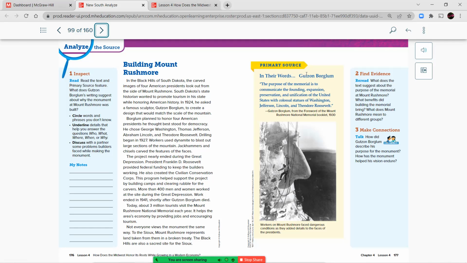In his words, Gutzon Borglum said the purpose of this memorial is to communicate the founding, expansion, preservation, and unification of the United States with colossal statues of Washington, Jefferson, Lincoln, and Theodore Roosevelt. Workers on Mount Rushmore faced dangerous conditions as they added detail to the faces of the presidents.